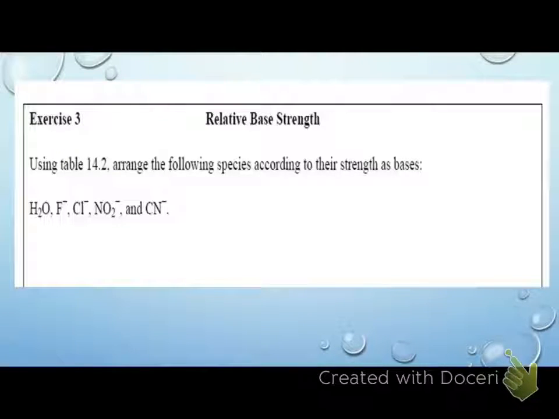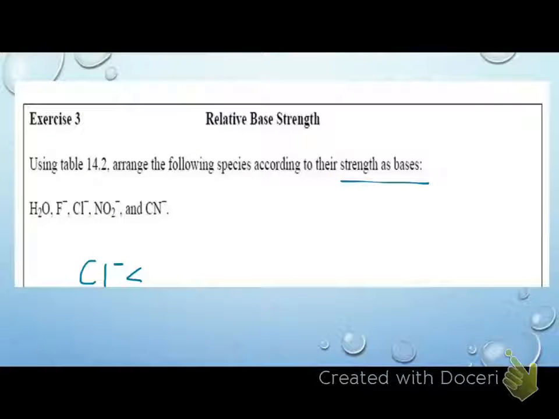So using the table, we're going to arrange these species according to their strength as bases. Remember I told you that to be a strong base, it needed to come from a weak acid. So we're going to start with the weakest base. I know the answers are on your paper, but try not to look at them. Which one of these would have come from the strongest acid? Chlorine. So it is going to be the weakest base.